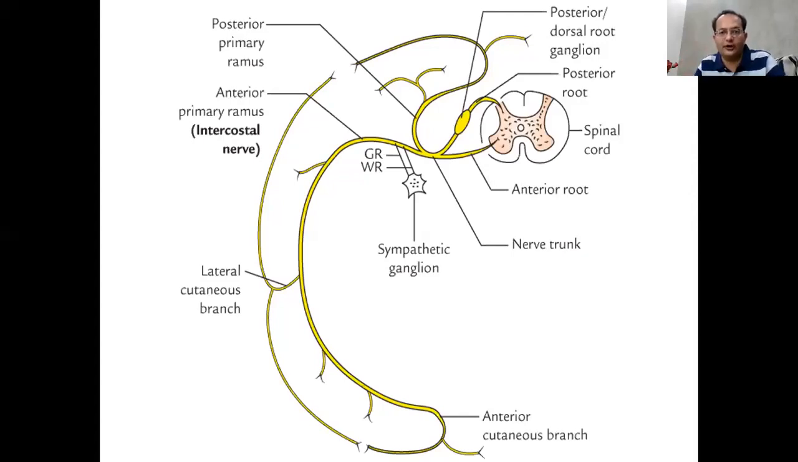In the first two intercostal spaces, posterior intercostal arteries are the branches of the superior intercostal artery, which is the branch of the costocervical trunk from the subclavian artery.